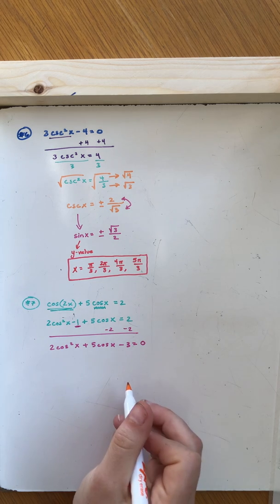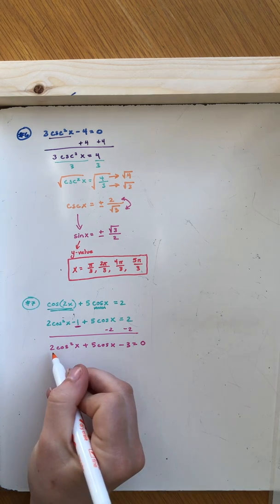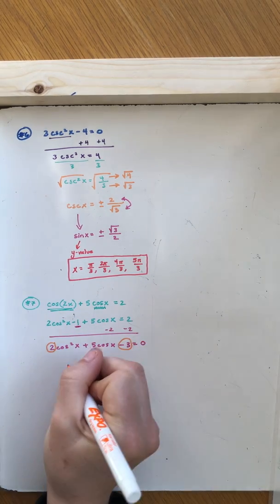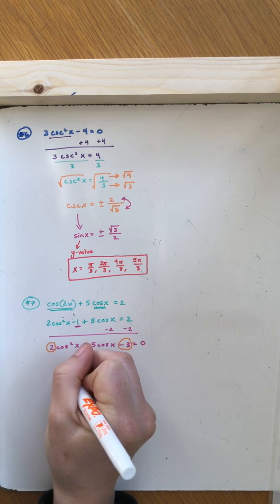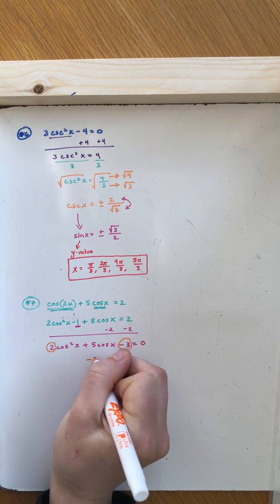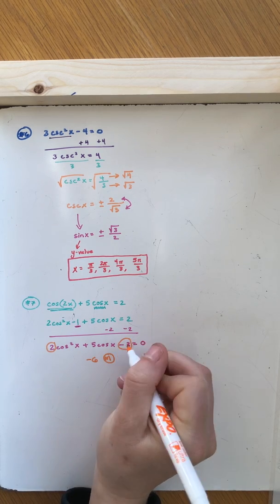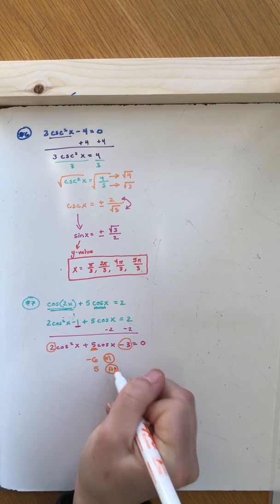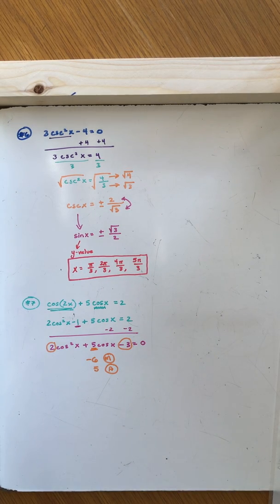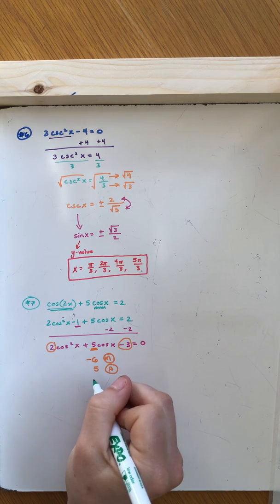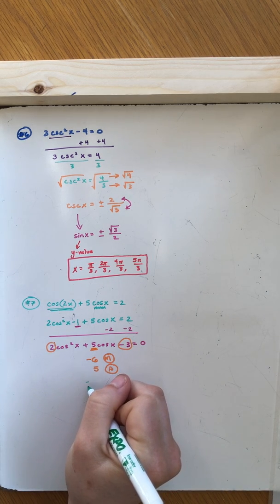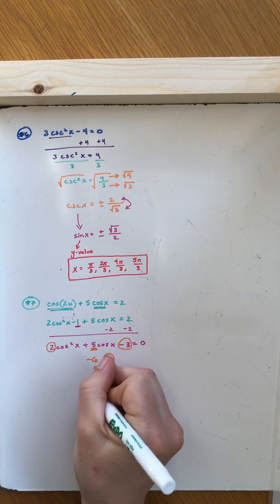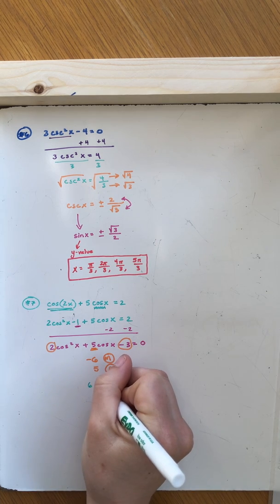Now this is a factoring problem, and it's factoring with an a value that's greater than 1. So what you do is you do 2 times -3, which is -6. So I want things that multiply to -6, but add to be 5. Oh, I'm sorry, that's actually +6 and -1.